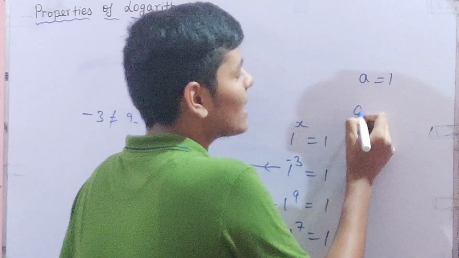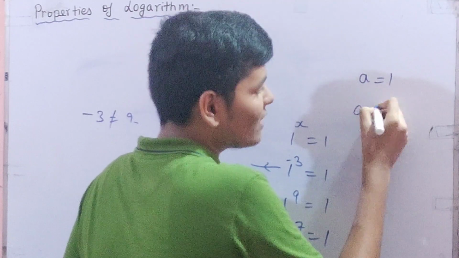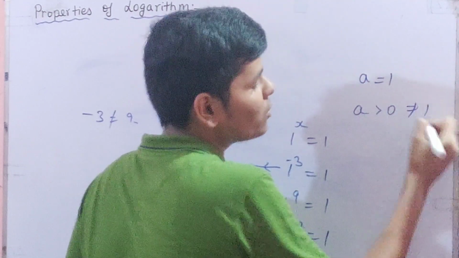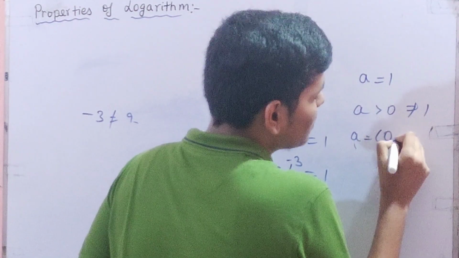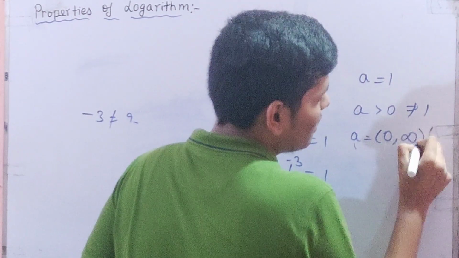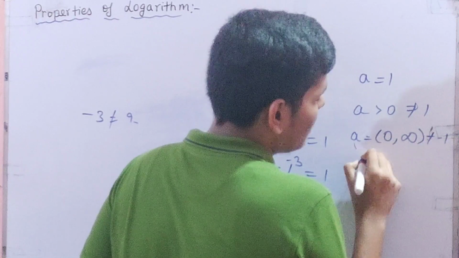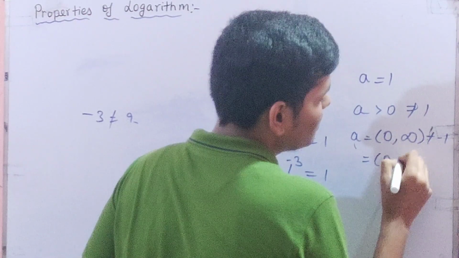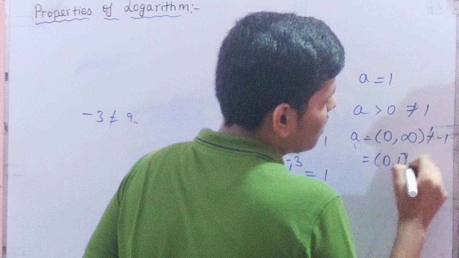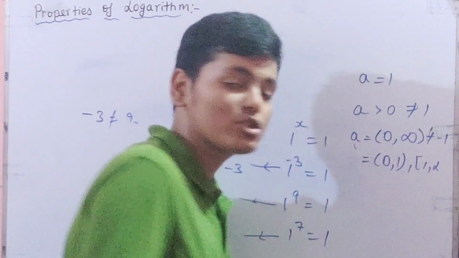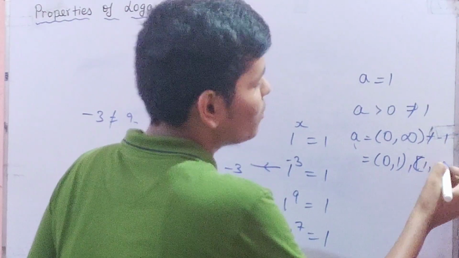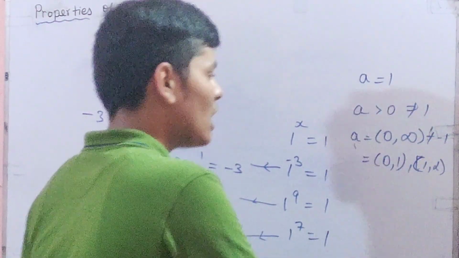That is why the value of a should be greater than 0 and not equal to 1. This can also be written as a belongs to (0, 1) union (1, infinity), so it should not be equal to 1. So this is how we represent it.